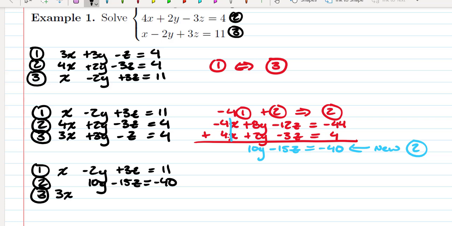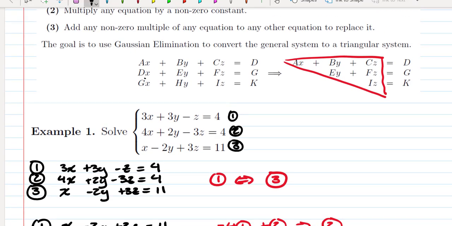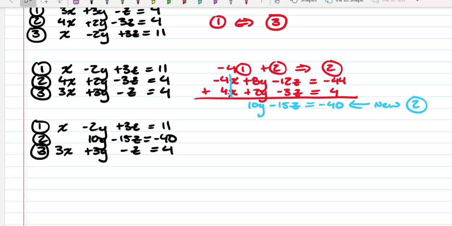It's still 3x plus 3y minus z is equal to 4. All right, so I've eliminated the x in equation 2. What else do I need to do next? I need to eliminate the x in equation 3. So now, to eliminate this x, I'm going to need to multiply equation 1 by negative 3. So negative 3 times equation 1 plus equation 3 to replace equation 3.